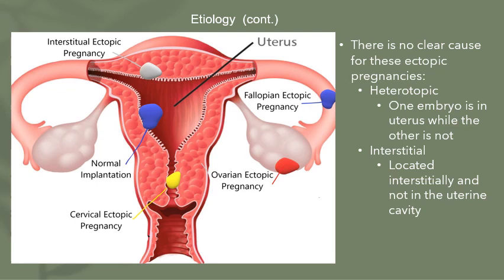We can see this in the image. There's an interstitial ectopic pregnancy. The fallopian ectopic pregnancy can be located throughout the fallopian tube. The ovarian ectopic pregnancy is located in the ovaries. We can also see a normal implantation and a cervical ectopic pregnancy.